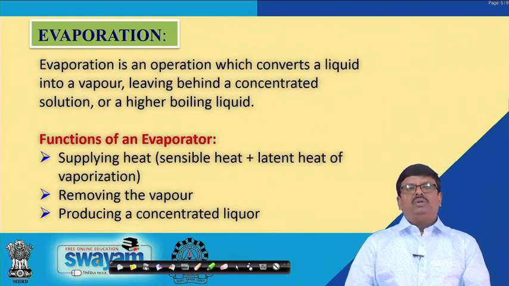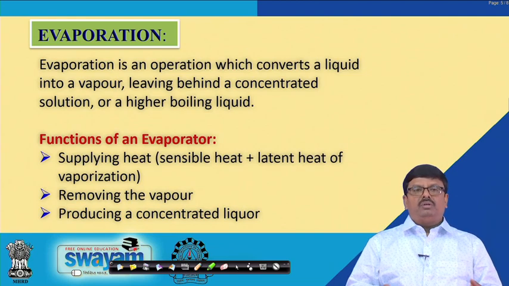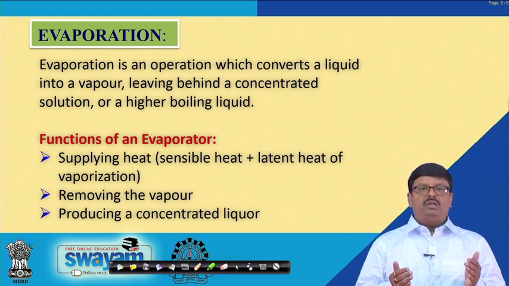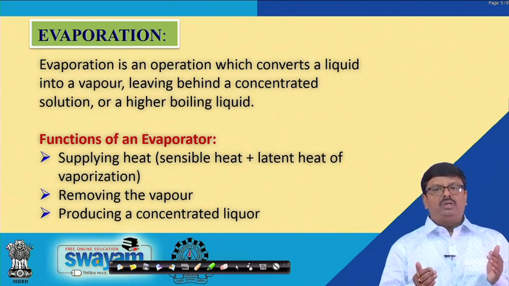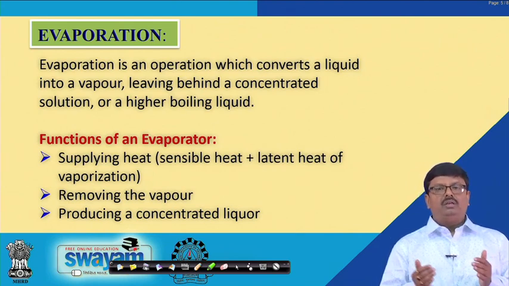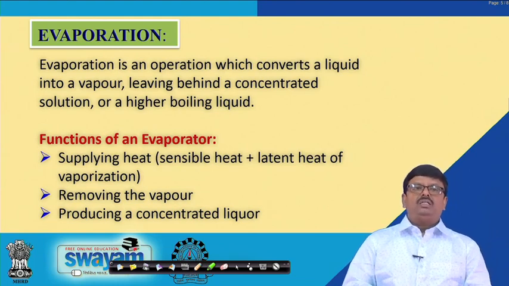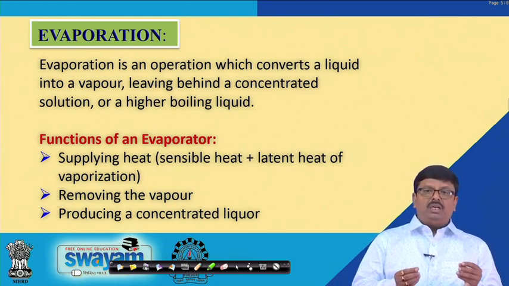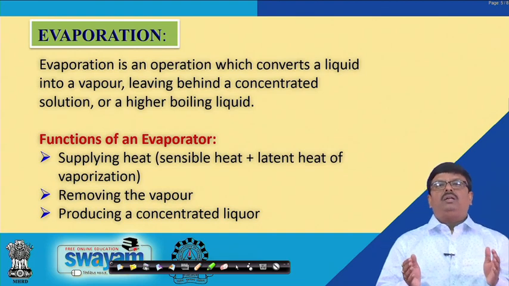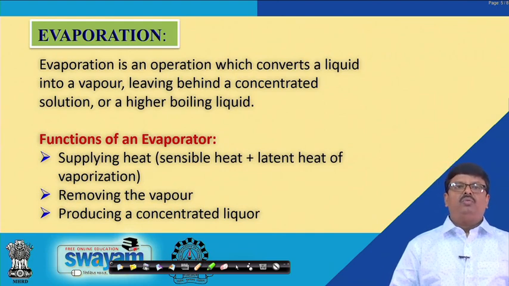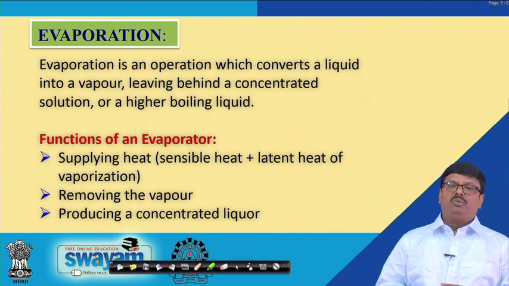Now, what are the different functions of an evaporator? What does an evaporator do basically in industries? If we consider the heat, what are the different kinds of heat required for this evaporation process to take place? It consists of two different kinds of heat: sensible heat and latent heat of vaporization.